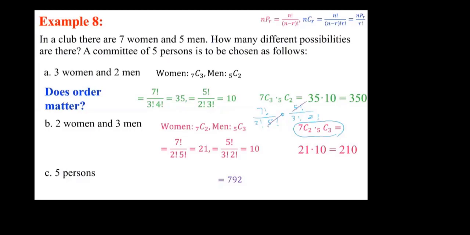Finally, it is asking for 5 people, which means there is no restriction. So in that case, again, it's a combination, but it's a combination of the total. The total is adding these 2 numbers. We have a total of 12 people, and we want to choose 5 of them. Order is not important, and it simply becomes the combination of 12 choose 5, which is 12 factorial over 5 factorial times 7 factorial. When you go through the process and simplify, you get 792.